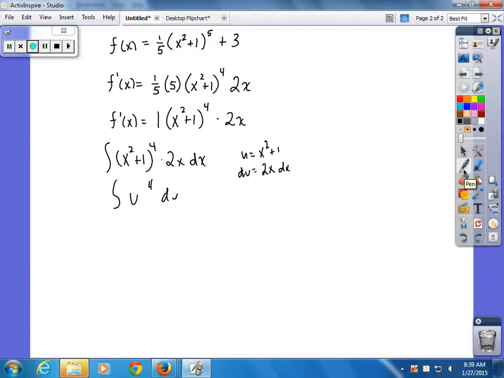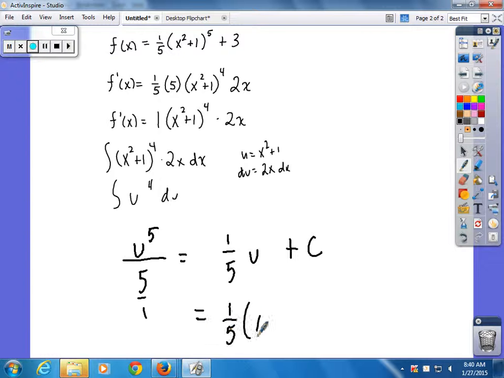What's the antiderivative of u to the 4th du? u to the 5th over 5, which basically comes up to be 1/5 u plus c. Well, what is u? u is equal to x squared plus 1. So that gives us 1/5 times x squared plus 1 plus c.